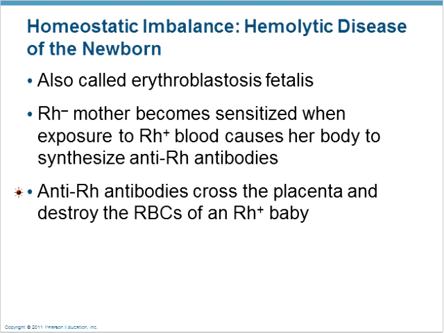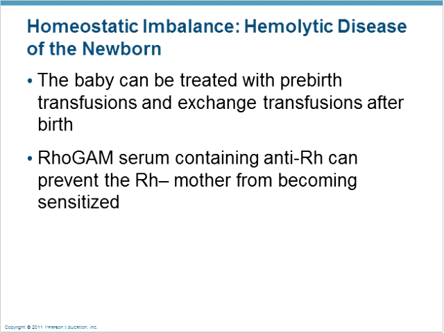What happens the second time? The mother has another Rh positive baby, and because anti-Rh is an IgG antibody, it crosses the placenta. The anti-Rh antibodies cross the placenta and destroy the red blood cells of the second Rh positive baby. Now, if she has an Rh negative baby the next time, no problem. If she has nothing but Rh negative babies from then on, no problem. And the baby can be treated before birth with transfusion, or exchange transfusion after birth.